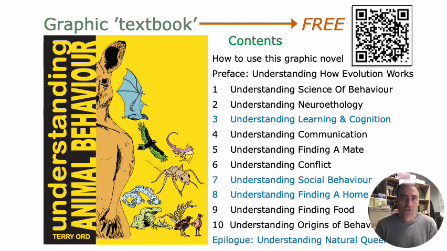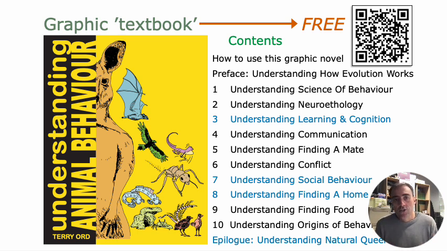I've created this graphic novel. It is an animal behaviour textbook. It covers 10 different chapters. Each of these is available as a separate module, so you can mix and match depending on what works with your course. And it's free, right? You can access it as a PDF. You can embed it in your course materials. The QR code here up on the screen will take you to the landing page for this graphic novel.